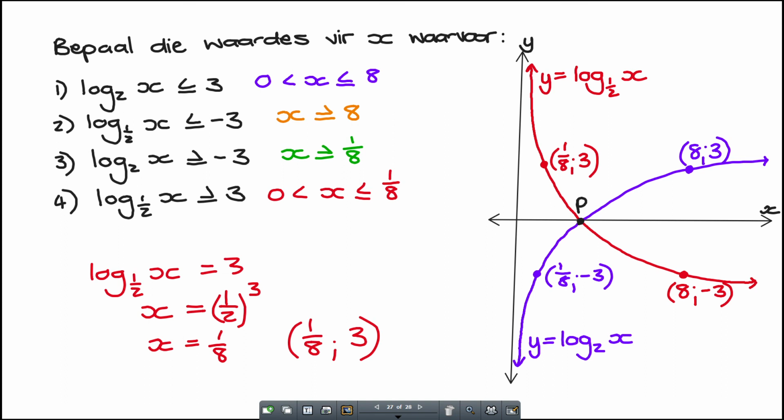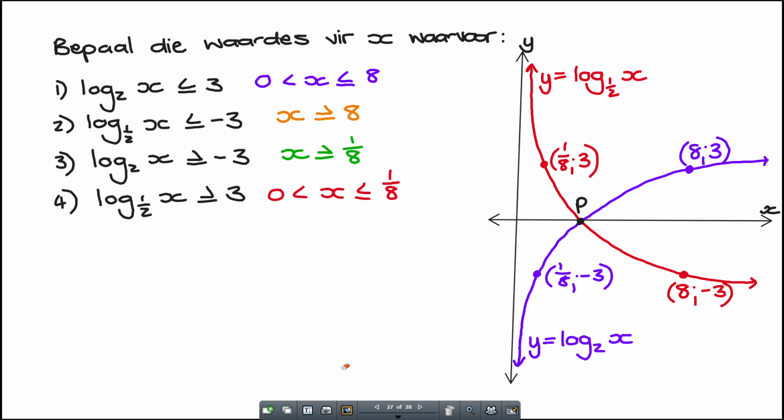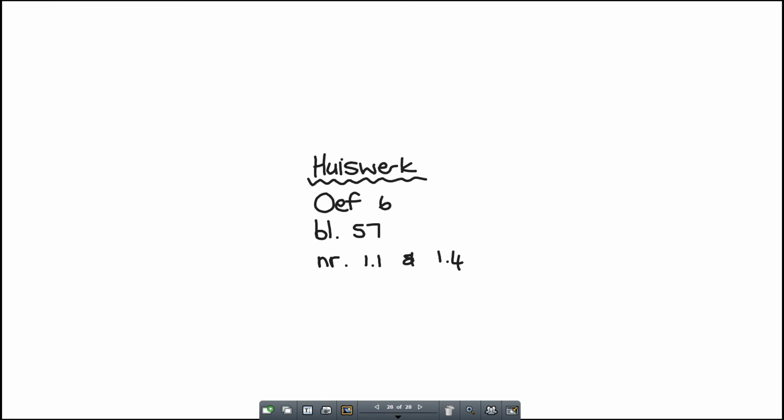Goed, nou, by jou huiswerk, kan ek maar hier uitvee? Die onderste stukkie? Okay, two sums for homework. Kyk gou hier. Exercise 6, jy gaan net vir my 1.1 en 1.4 doen. Maar kyk gou daar in jou handboek, né? They ask you to draw the two graphs. 1.1 is pretty straightforward. Hy's lekker maklik.